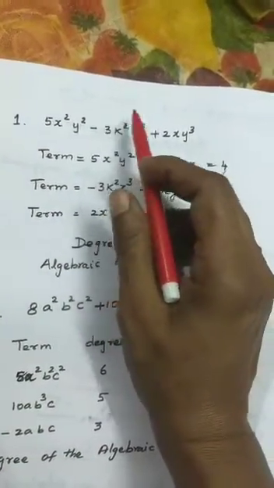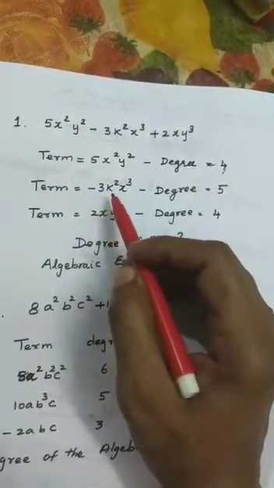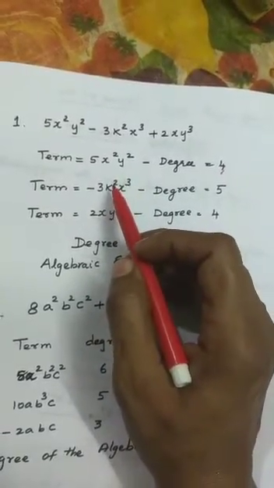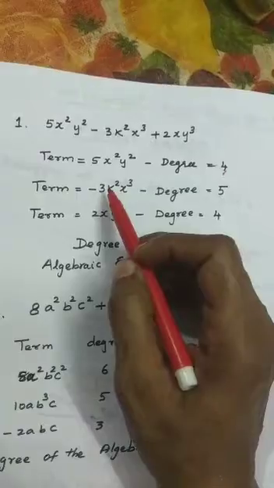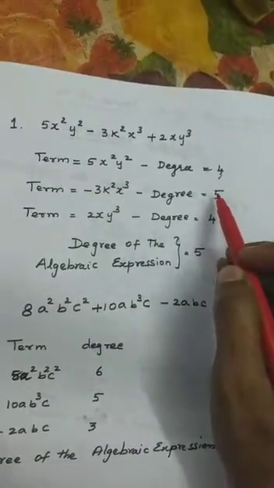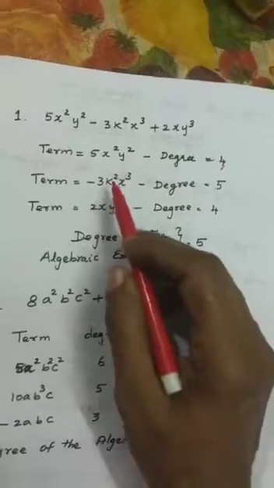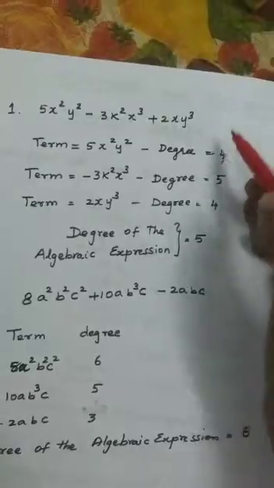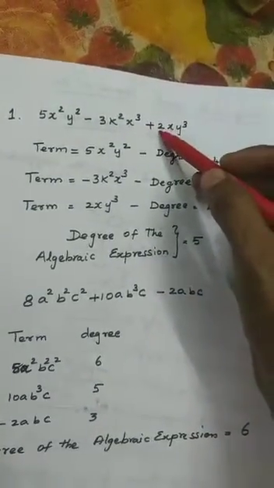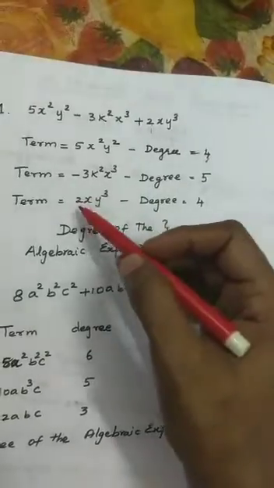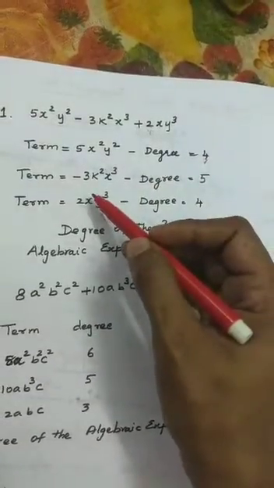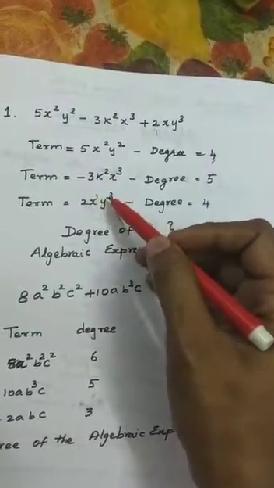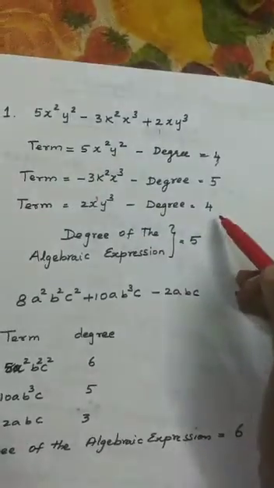Then take the second term. That is minus 3k square x cube. In this term, what is the degree? 2 plus 3, isn't it? Yes, 2 plus 3. This is the degree 5. You have to see only the power. Then take the third term, 2xy cube. Here no power is written, so you have to take this as 1. So 1 plus 3, 4. So 4 is the degree.